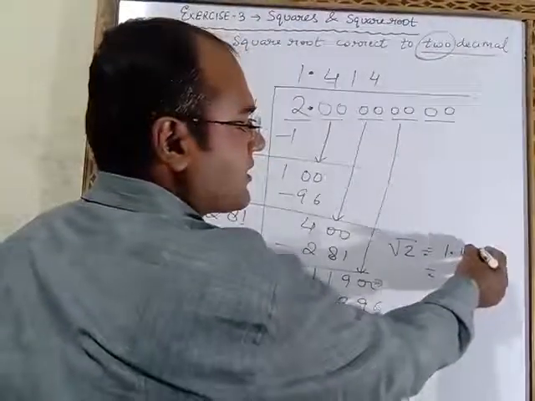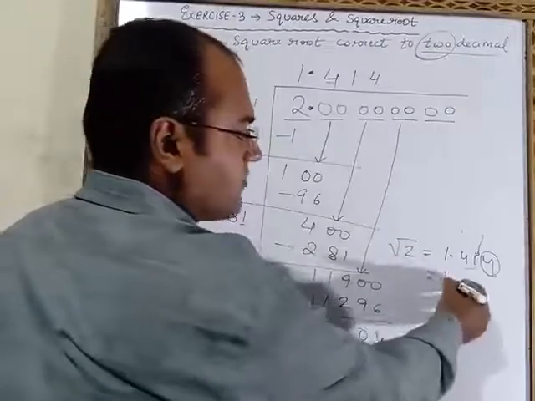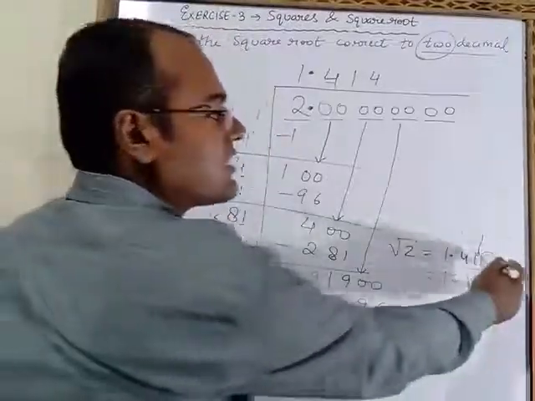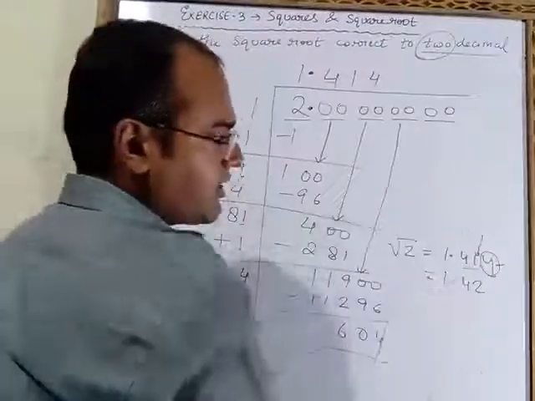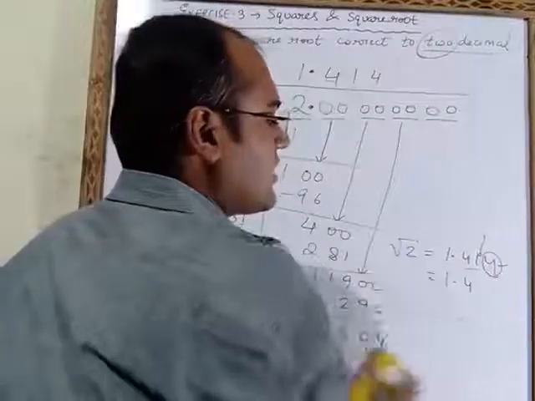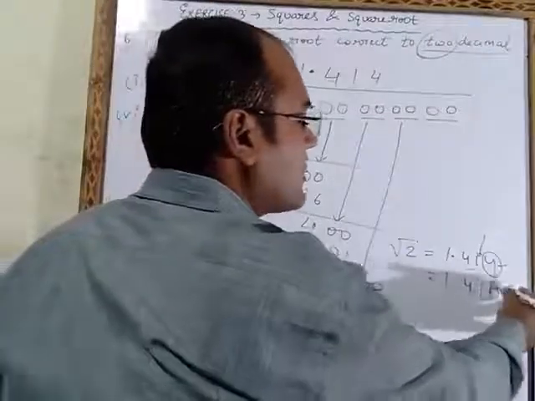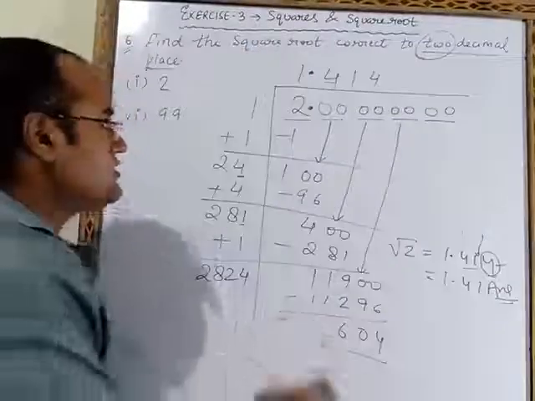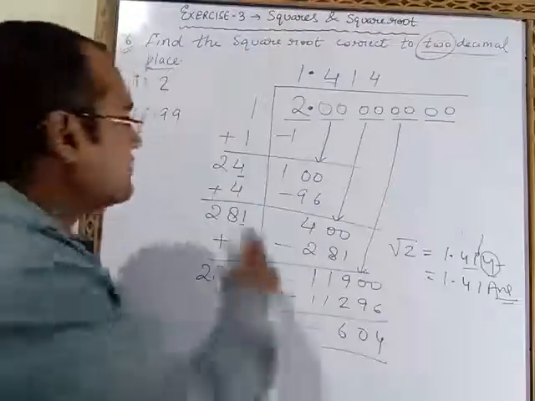This one will get increased. That means 1.42 will be there if it is greater than 5. But it is not greater than 5. So what we have to do? We will write it 1.41 only, and this is your final answer. So like this you have to do this question number 6, first part.